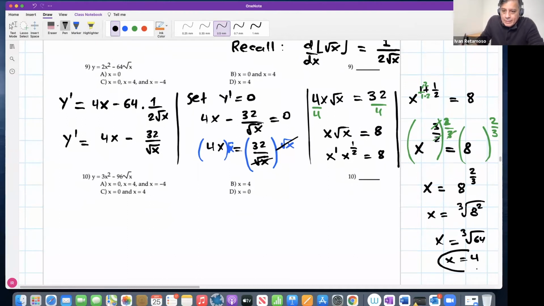Look, x equals 4. But now the question for you guys is this. Is this going to be my only critical point? Shall I just pick D there? Or is there any other source from where I could pick up more critical points? It's a tricky question, right?